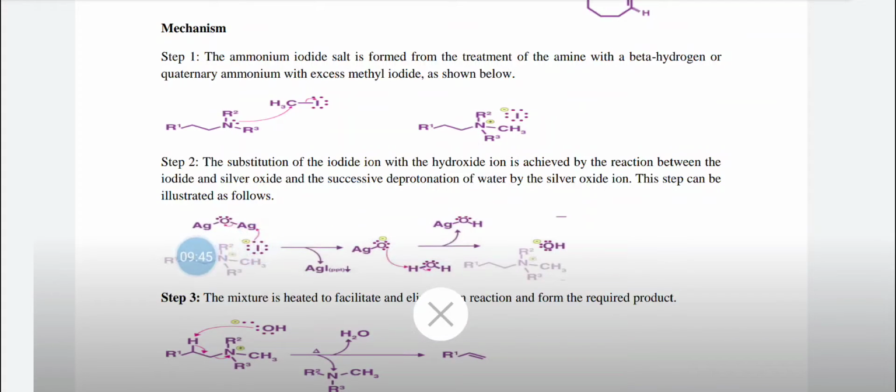The next step, silver oxide Ag2O, the electrons from I minus will be abstracted by the silver, and bond breaking takes place between silver and oxygen, and silver iodide will be precipitated. The remaining silver oxide abstracts one proton from water and forms silver hydroxide, and from that OH minus will be formed.